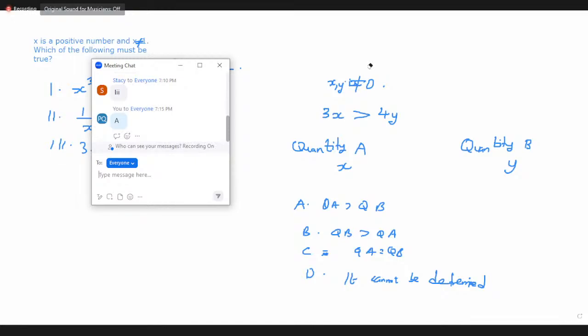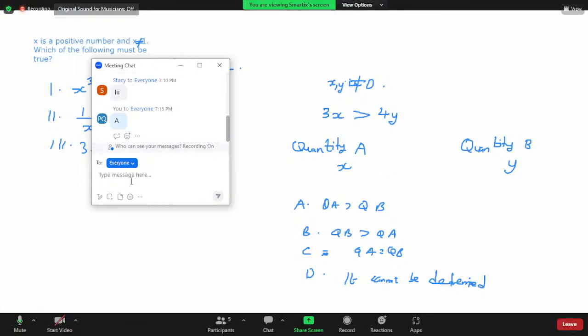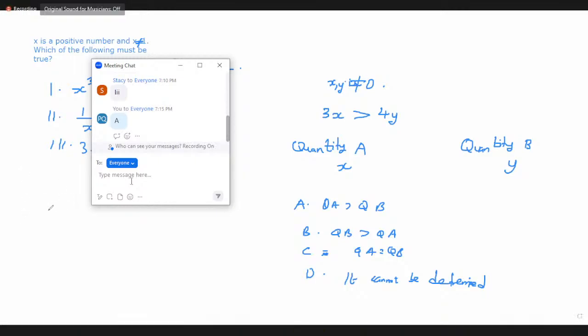Pancreas says A is greater. Okay, quickly. But you can change your answer if you want to. Just realize what I did. Okay, so Pancreas is B now. Bright is B, Israel is D, Stacy is D. So two B's and two D's.